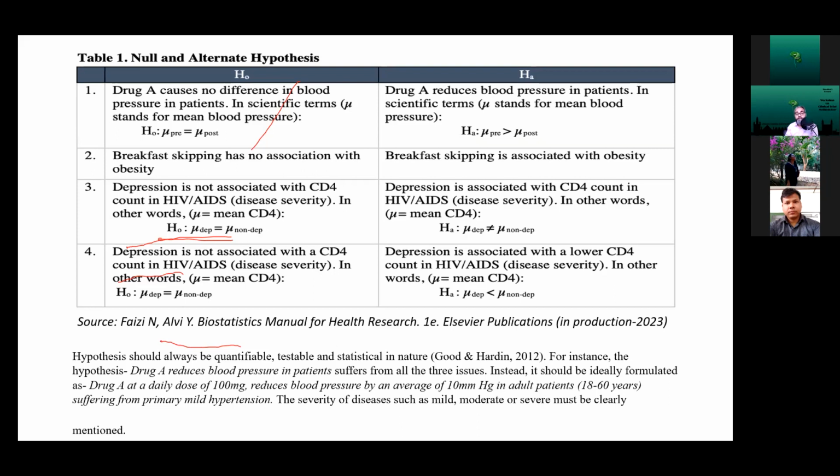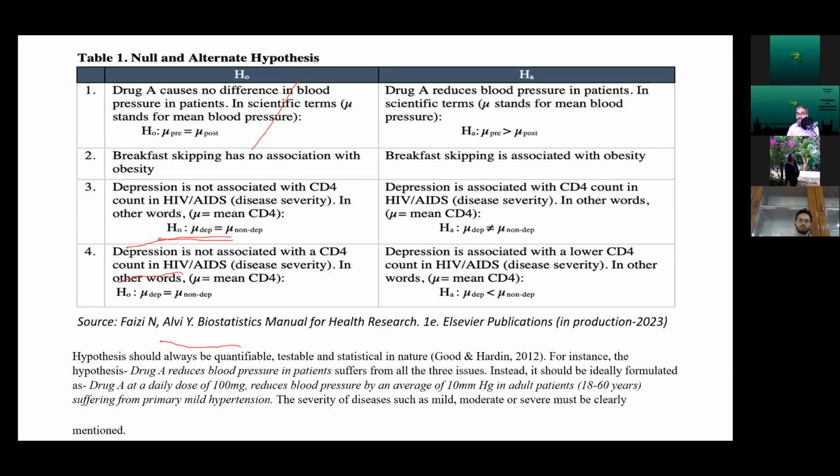So for the first one, it's non-directional that I see, in the sense that we do not know whether we are comparing it with placebo or not. So I can have the objective as to determine whether drug A, to evaluate the efficacy of drug A in reducing blood pressure in patients more than 10 mmHg. It could also be to determine the effect on blood pressure reduction in using drug A with the dose and in what kind of patients. Now, if you see question 2, breakfast skipping has no association with obesity, and breakfast skipping is associated with obesity.